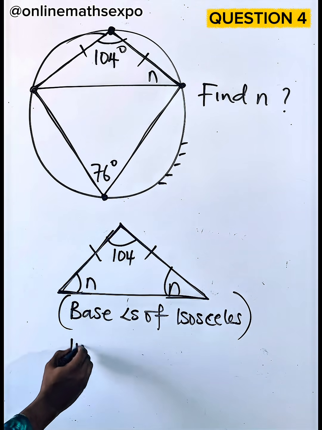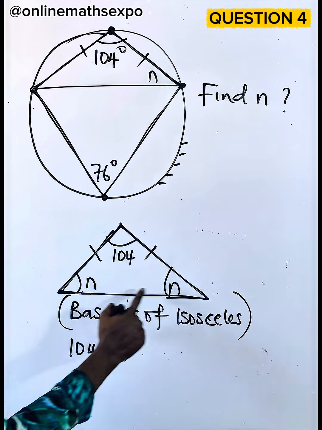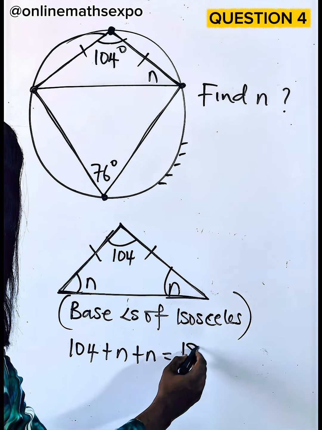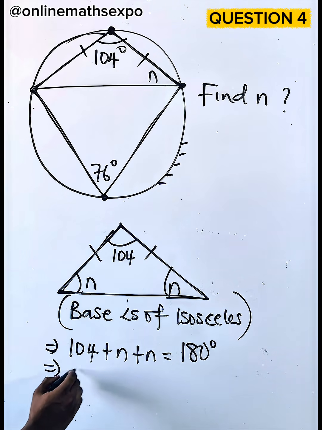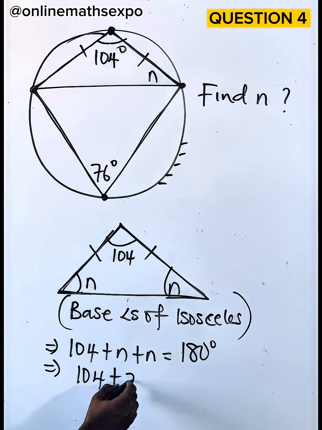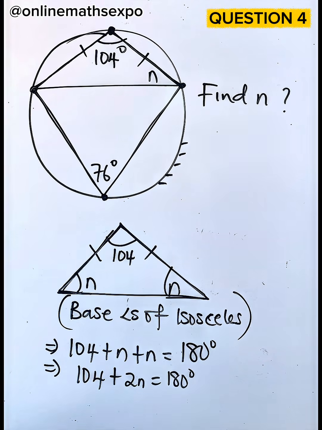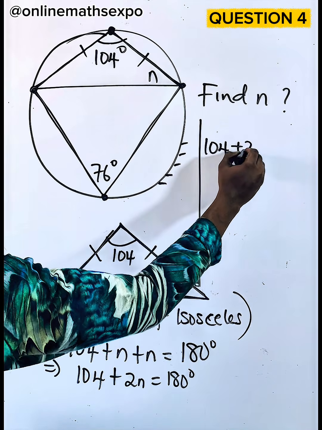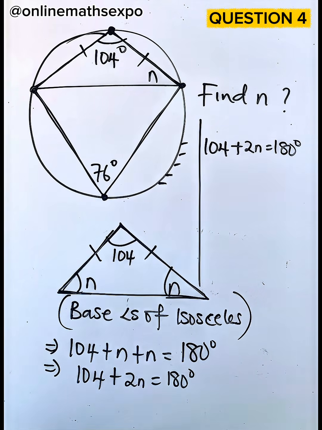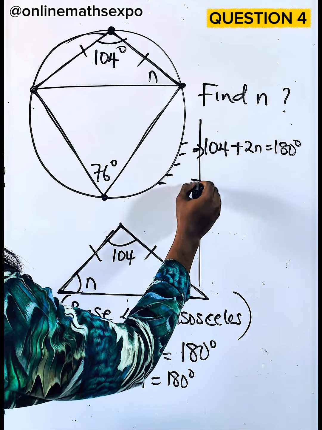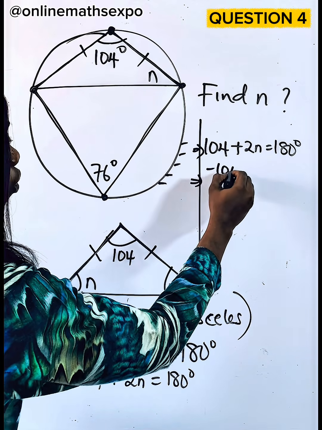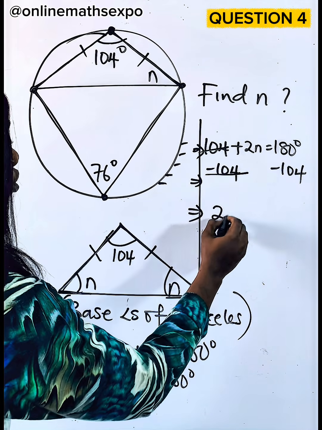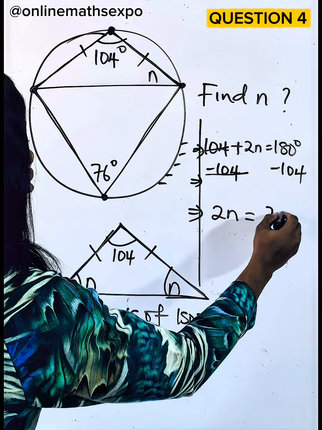Yes. So we're going to have 104 add this n is equal to the total angles in a triangle, which is 180 degrees. This gives us 104 add this, it gives you 2n is equal to 180 degrees. Let's work it up here. So we have 104 plus 2n is 180 degrees. So what do we do? Remove this. To remove it, it is positive, so you subtract 104 from both sides. And that gives us 2n is, if you subtract this, you have 76.